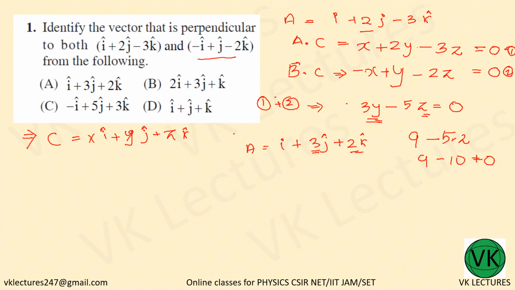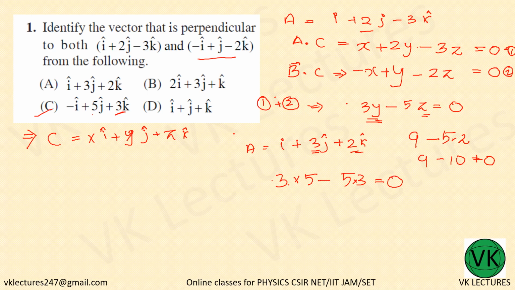Now we have already found out. Now check this option C. What you will get is 3 times, what is y? 5, right? 3 times 5 minus 5 times z. What is z here? 3, equal to what? 3 fives are 15, minus 15, which is equal to 0.